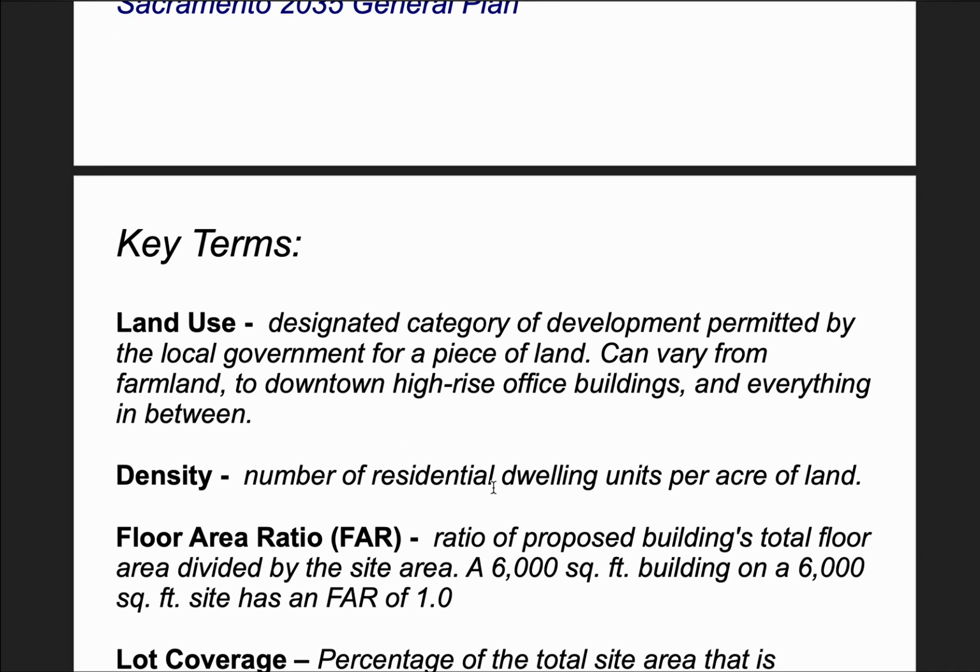Density we talked about. Usually this one talks about residential dwelling units. Some lots you can put a duplex or halfplex on, but some lands you can't. Because they have a lower density, you can only put in one home on one lot. But if you have a higher density, you might be able to put a duplex on one lot.